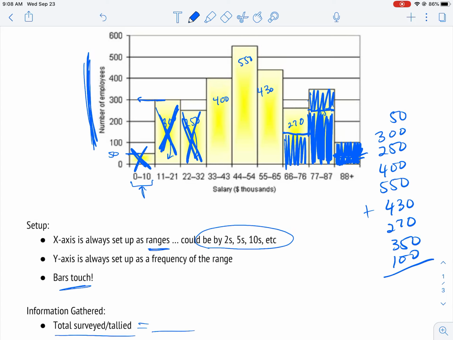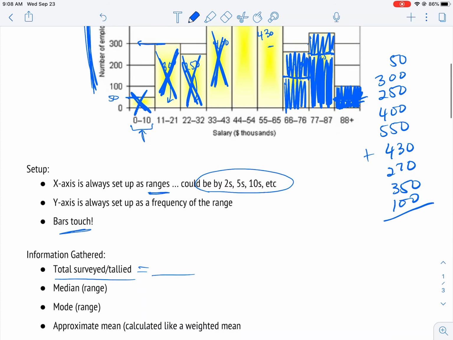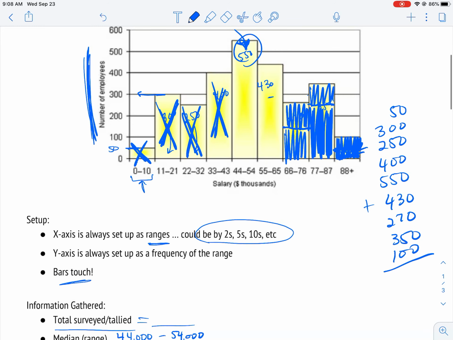Now I have to go 400 to cross off this bar. So this is like 120, and I'm going 400. So I'm getting somewhere in here. It looks like I'm going to end right here, right? So you see how I'm kind of eliminating as I go? That would mean that the median range in this case would be from 44,000 to 54,000. That would be the median range. And again, I did it by working my way towards the middle.